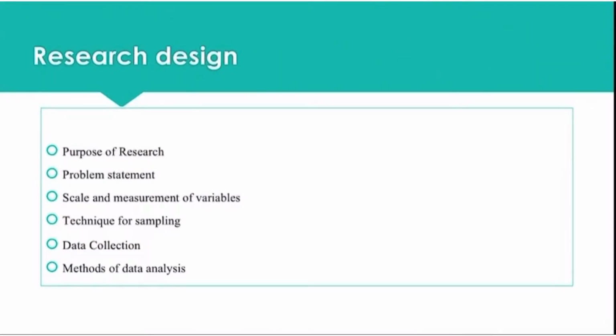So we need to collect data from samples. But how do we choose the samples? What method will we use to choose the samples? That will come under technique for sampling. And then we collect the data. What is the tool that we use to collect data? And what is the method that we use to collect the data? And finally, what methods will we use to analyze the data? So these are the elements of research design.